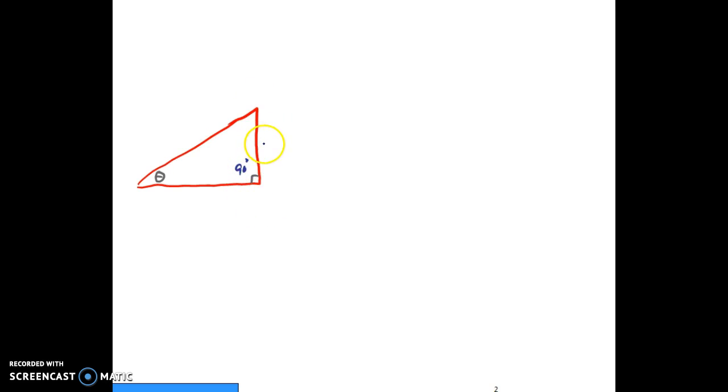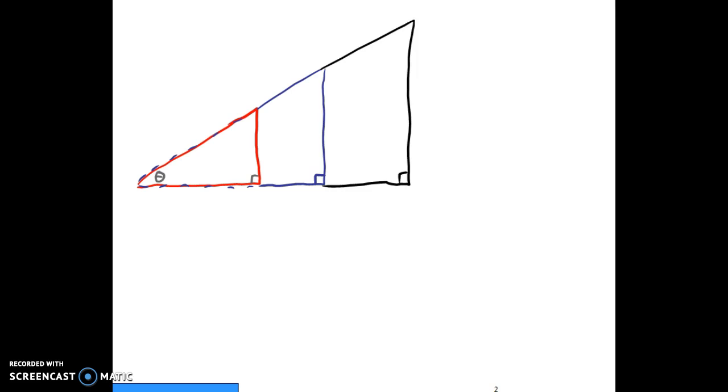Opposite theta is the opposite side, and the long side of the right triangle is called the hypotenuse, and we call this side the adjacent side because it is adjacent to the unknown angle theta. Theta is also the unknown angle in this similar triangle, and in this triangle as well, the black one.